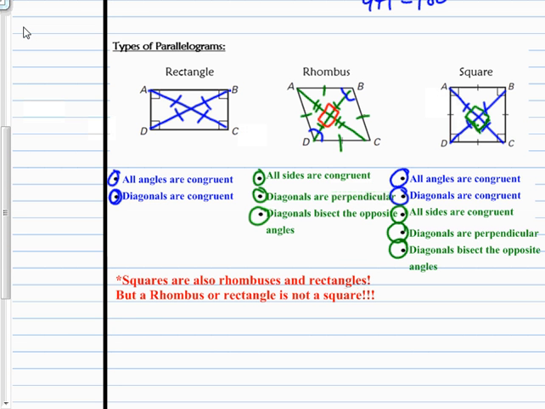So you can say a square is a rhombus or a square is a rectangle, but you cannot say that a rhombus or rectangle is a square. Okay, so a rectangle is not a square, a rhombus is not a square, but a square is a rectangle, a square is a rhombus.